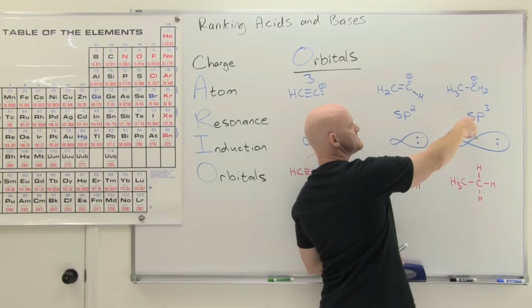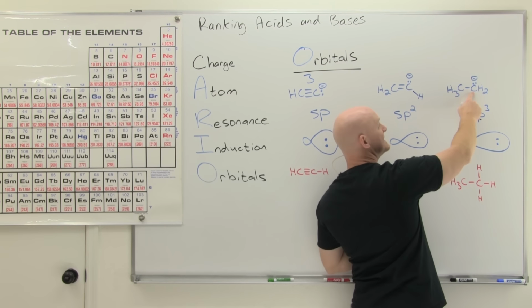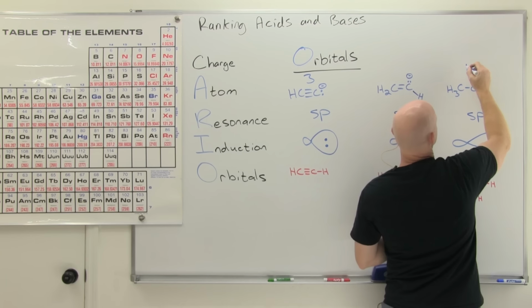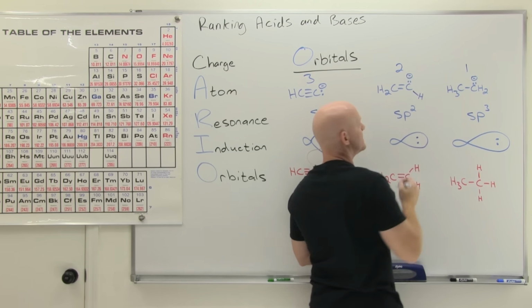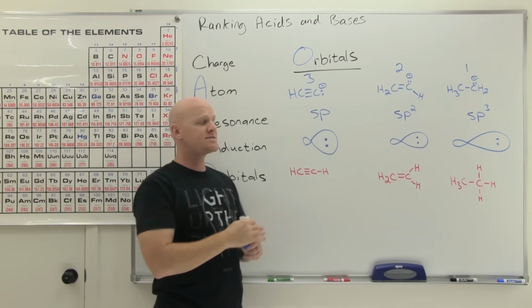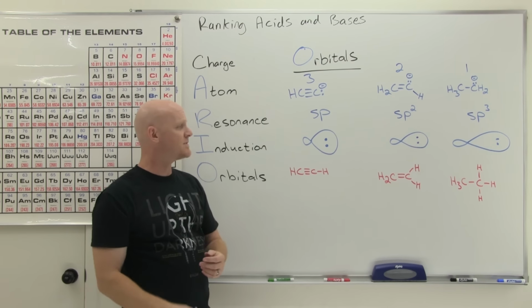And then here on the sp3 hybridized atom, that lone pair is going to be the least stable, which in our case is going to mean the strongest base. And then this guy's in the middle. And so that's our trend for basicity. That's the orbital rule, really a difference in hybridization.